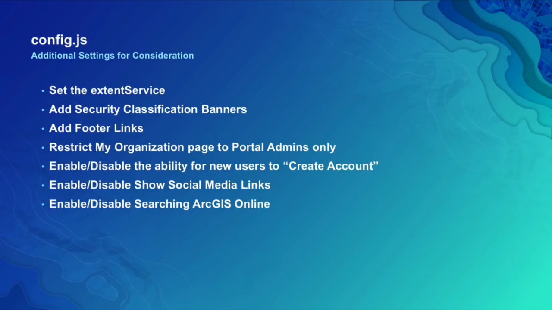Adding security classification banners. So if you wanted to have a ribbon at the top and bottom that said something like For Official Use Only, you could do that. Footer links at the bottom of your page on who to contact or help resources. And then you'll see a lot of different enabling and disabling options for creating accounts or even can your portal search ArcGIS Online? That was something that was new at 10.5. If you're in a disconnected environment, being able to search ArcGIS Online is not going to be very helpful to you, so you just want to take that option off the UI. So those are some things we can do there.